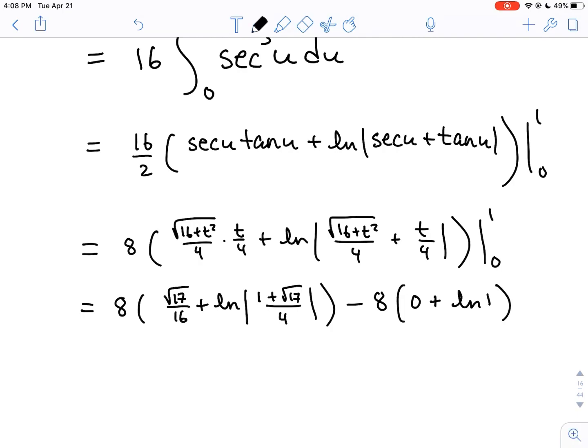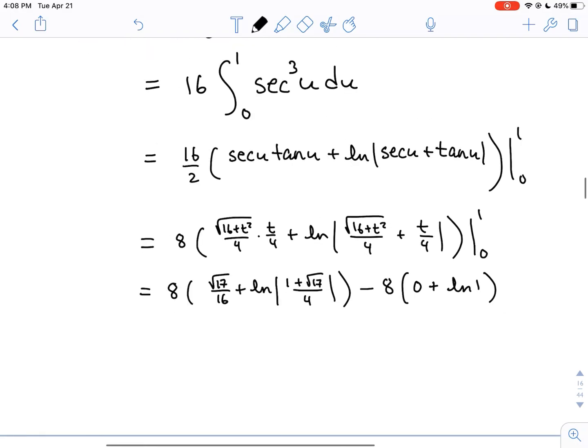So we just get a natural log of 1, which itself is 0. That whole right side zeroes out when you plug in 0, which means I can now distribute my 8, and I get the following answer. 8 over 16 is a half times radical 17 plus 8 natural log of, absolute values aren't really needed because this is a positive number here, 1 plus radical 17 over 4.